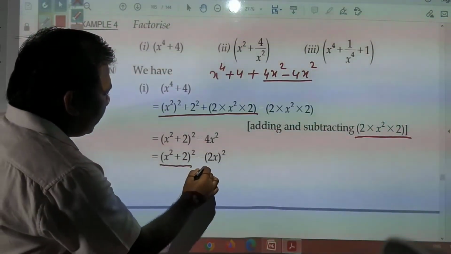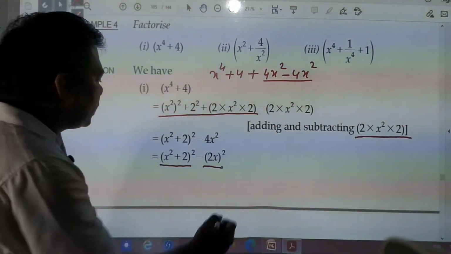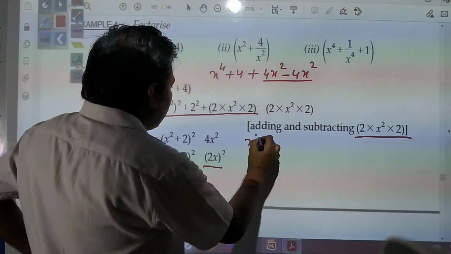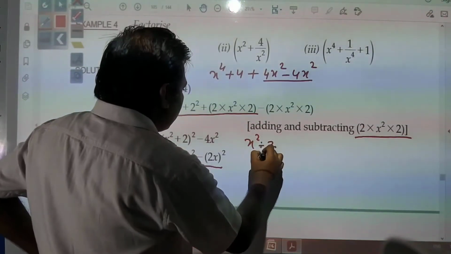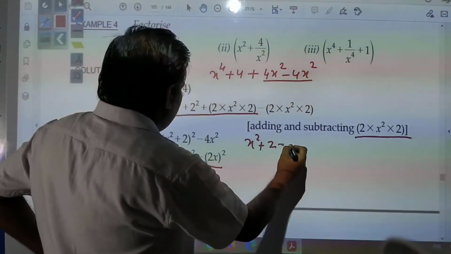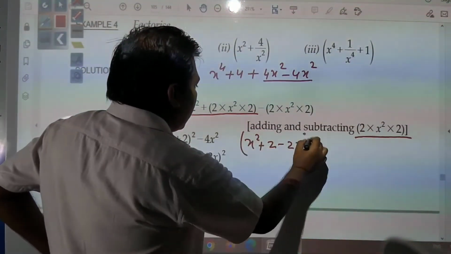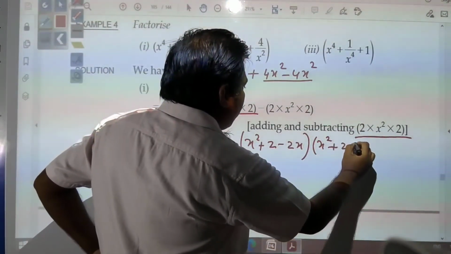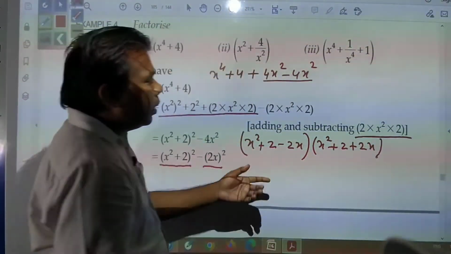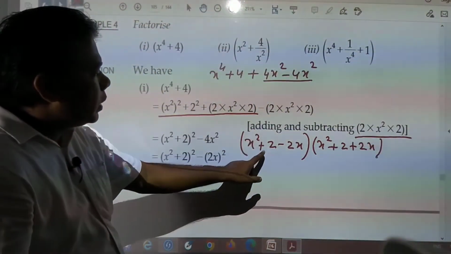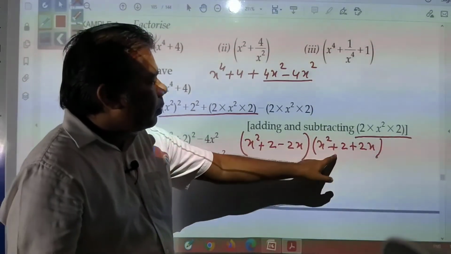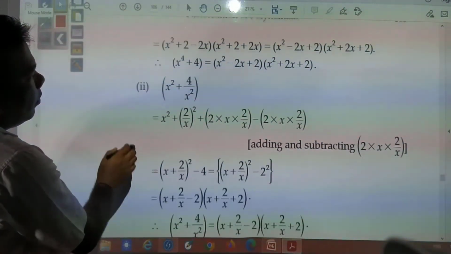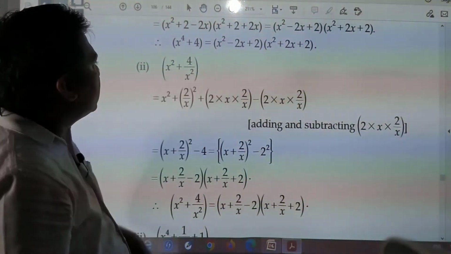Now x square plus 2 whole square minus 4x square can be written as minus 2x whole square. Now this is in the formula a square minus b square, so this will be a minus b into a plus b. So x square plus 2 minus 2x and x square plus 2 plus 2x. In this form it will come, x square plus 2 minus 2x and x square plus 2 plus 2x, and this will be your answer.